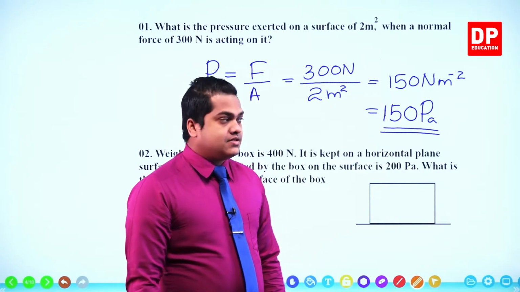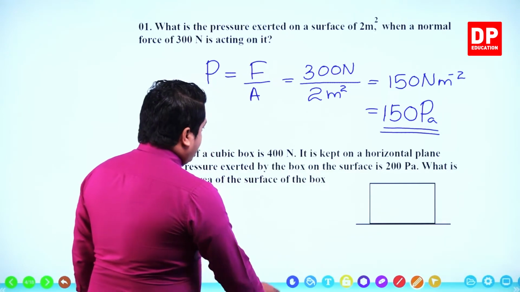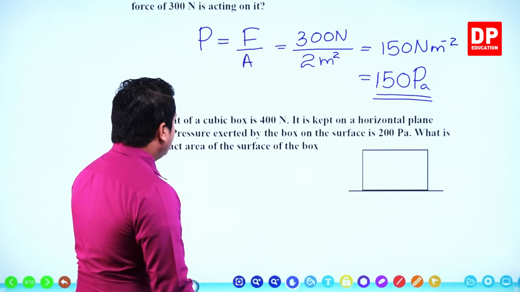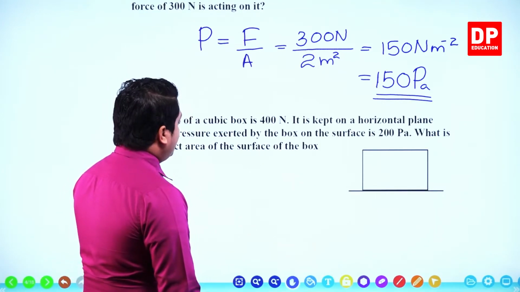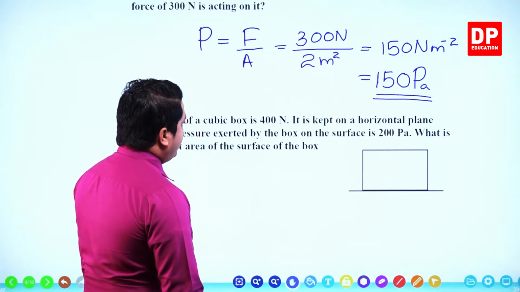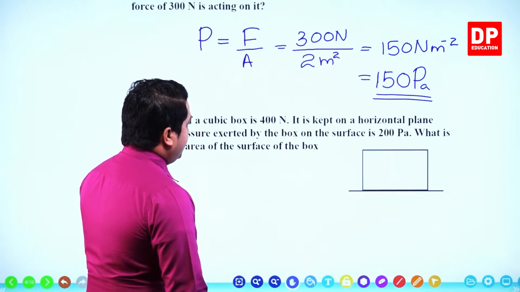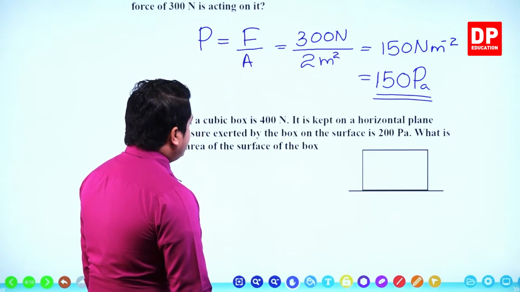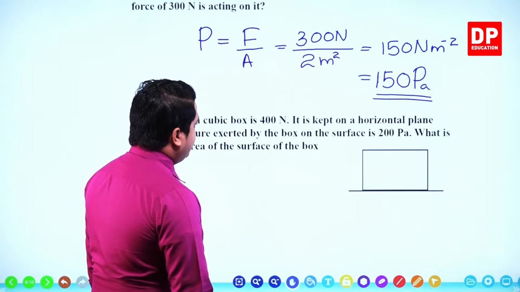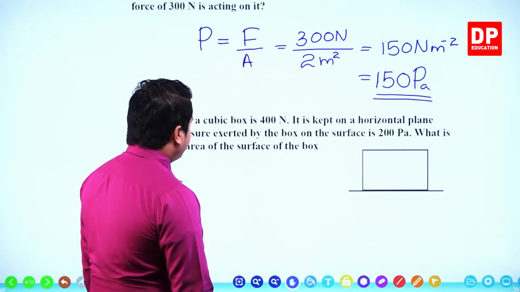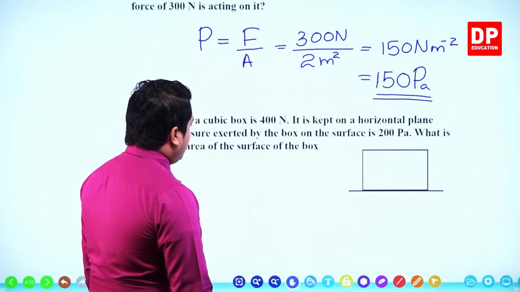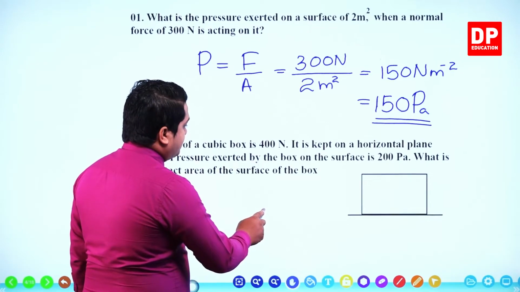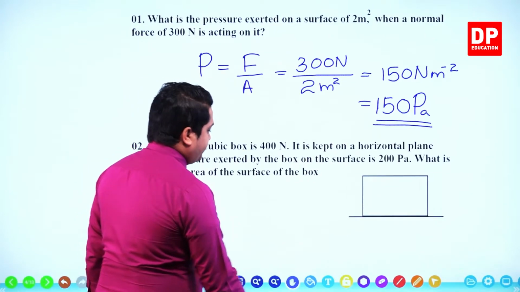Then another question is given. Weight of a cubic box is 400 Newton. It is kept on a horizontal plane surface. Pressure exerted by the box on the surface is 200 Pascal. What is the contact area of the surface of the box? Right, so here you can observe the box which is given.